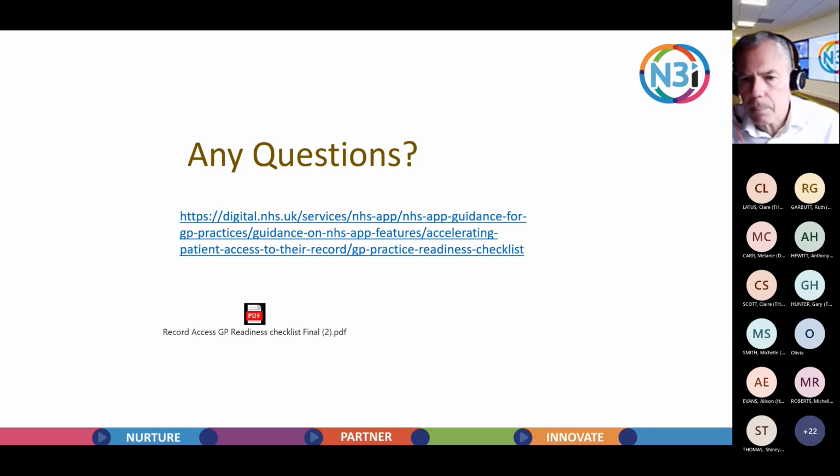Okay, no problem. And I think that might also answer a question from Claire as well: which code do we add to the patient record after the go live date to restrict online access? So would we refer Claire to the same document there?